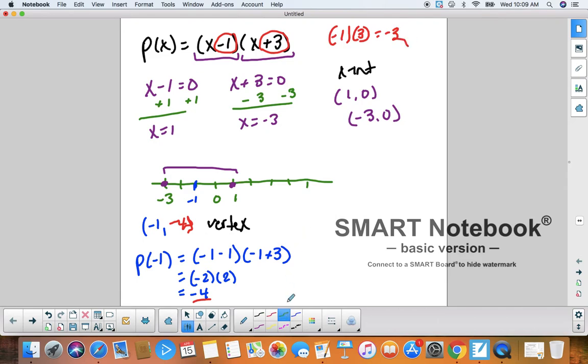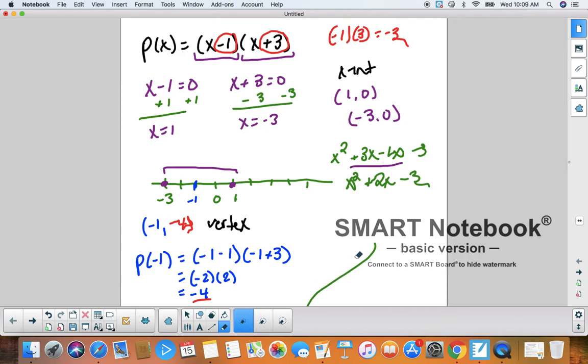And just for kicks, if you want to see the whole multiplication done, x times x is x squared. x times 3 is 3x. Negative 1 times x is negative 1x. Negative 1 times 3 is negative 3. And then we do our combining of like terms, right? Since we have these two like terms in the middle. And so the x squared is going to stay x squared. 3 minus 1 is going to give me a positive 2x in the middle. And then I still have my minus 3 at the end as my c value.